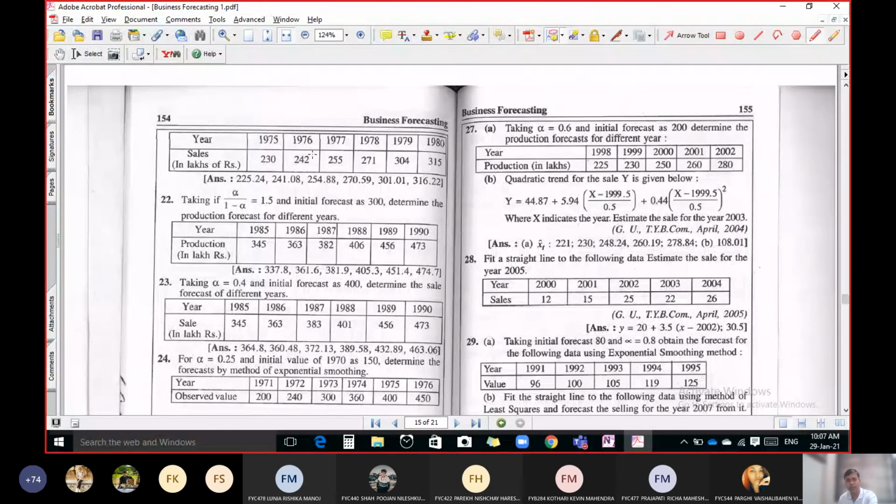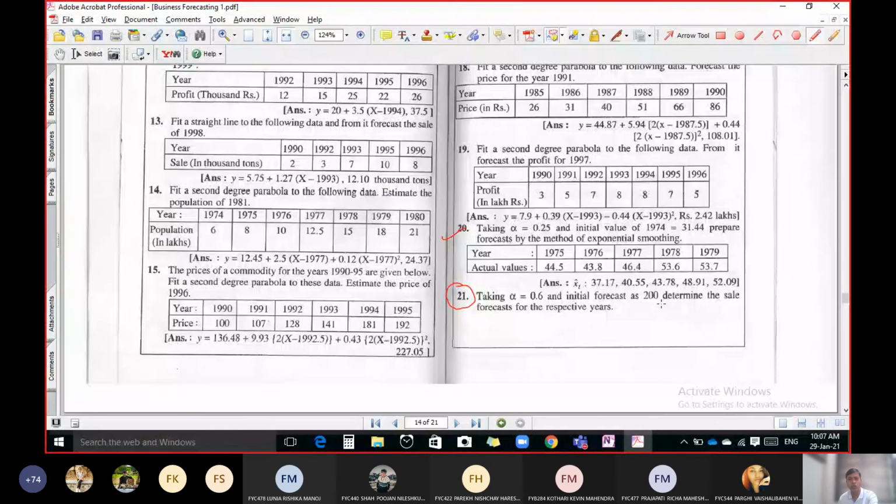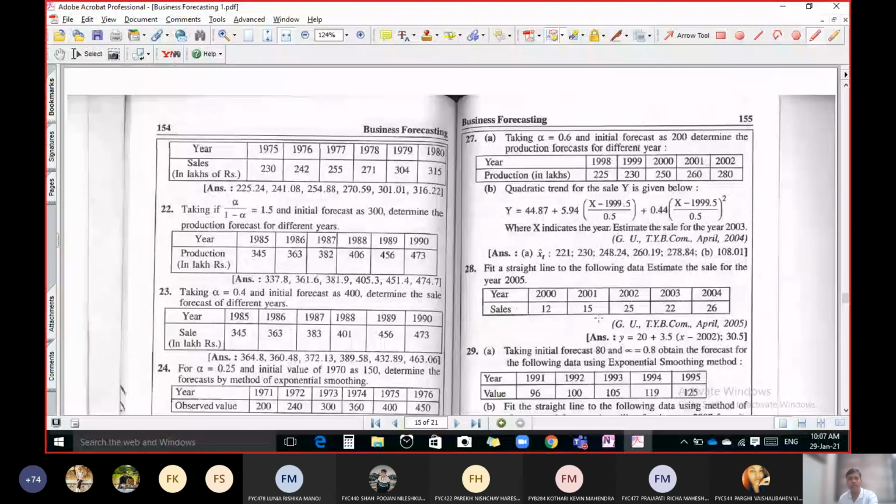Once again, see question number 21. Taking alpha as 0.6 and initial forecast 200, determine sales forecast for the respective years, and the years are given from 1975 to 1980 and the values are also given. Now we want to find out the answer. This is the answer. Now the question is how to get this answer.